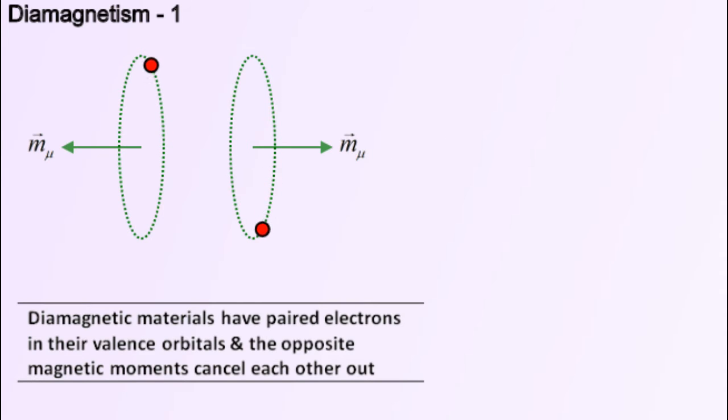Diamagnetic atoms have paired electrons in their valence orbitals. Their opposite directions of rotation cause their magnetic moments to cancel each other. Something very interesting happens when we place this in an external magnetic field. So let's see what happens in the next step.